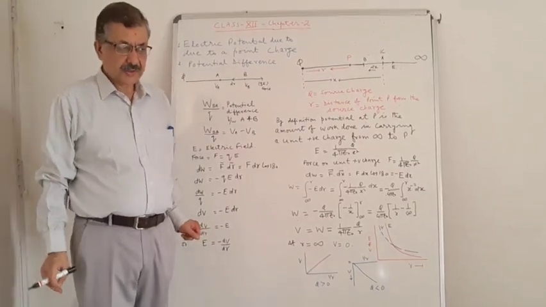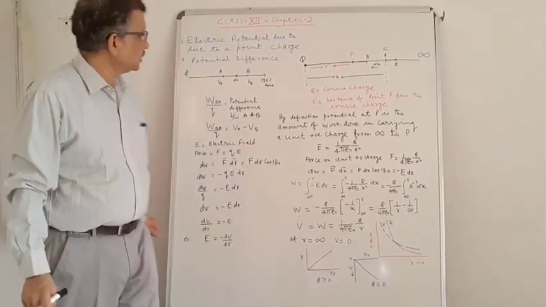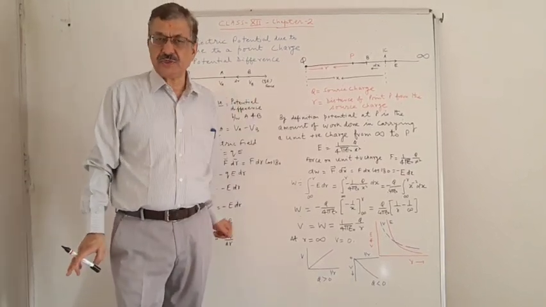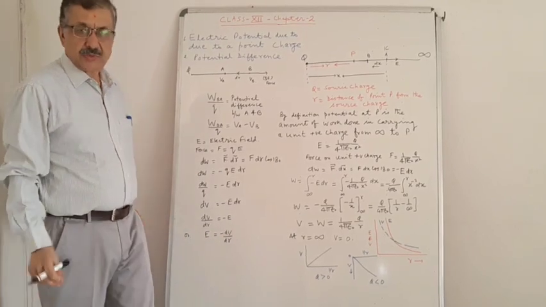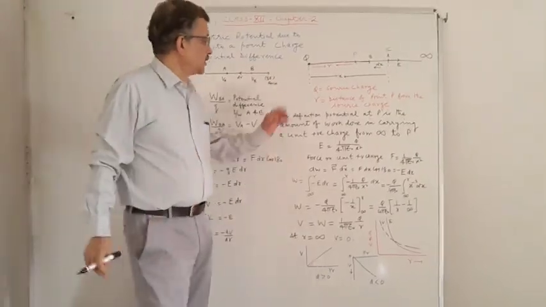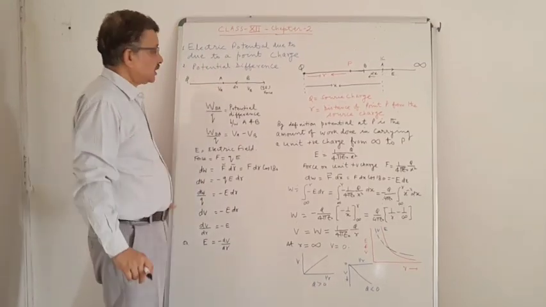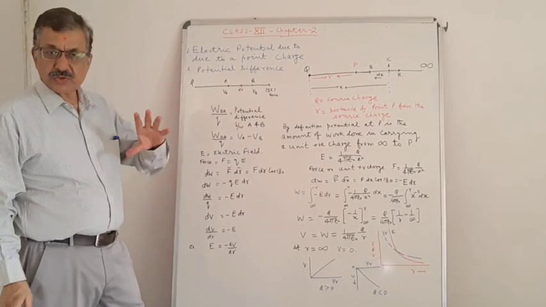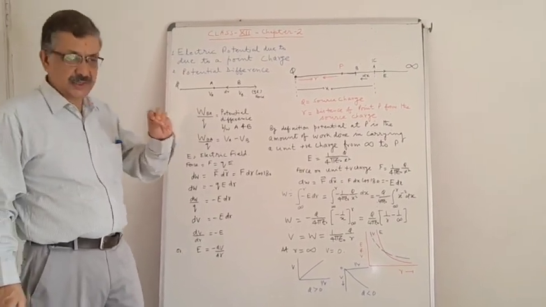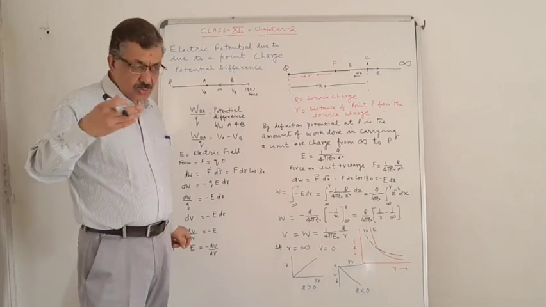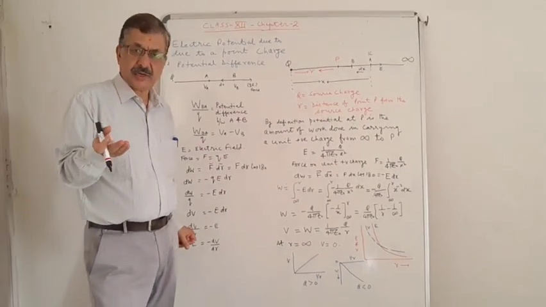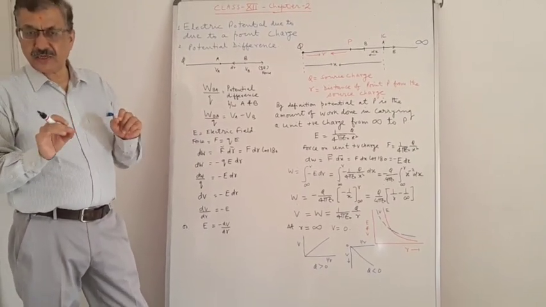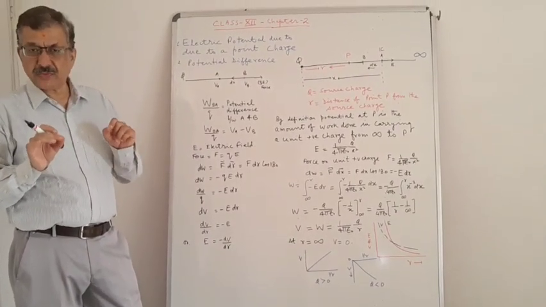Good morning, students. So far we have studied the vector quantities associated with the source charge. Today we have to study the scalar quantities which are associated with the source charge. Suppose some source charge is there, then what will be the quantity associated with it at a point which has a scalar nature? That is what we call electric potential.